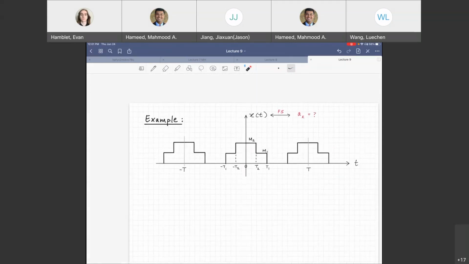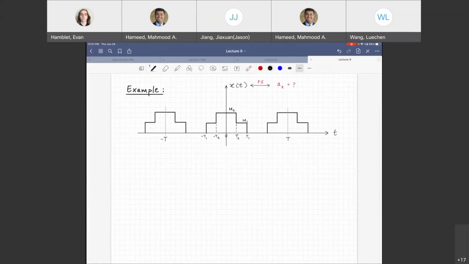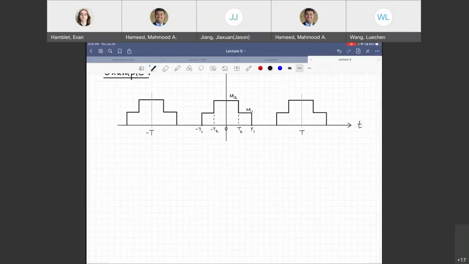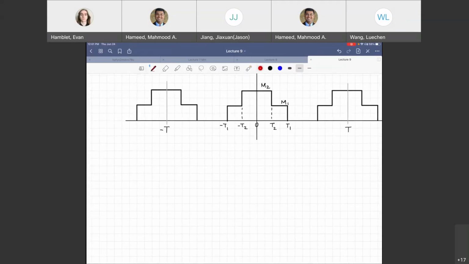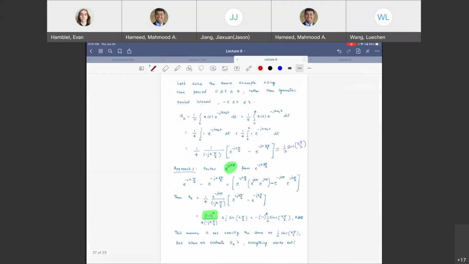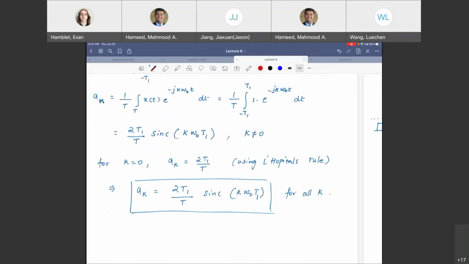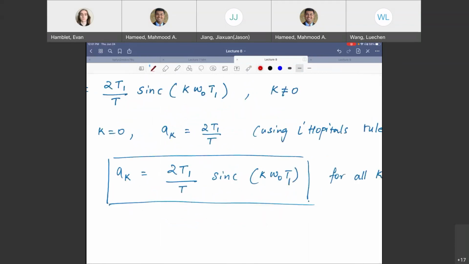So let's try to find out x of t. We need to find A sub k, the coefficients of both combined. So let me try to do it over here. A sub k equals what? What is my standard result? My standard result is this. That is for a pulse train, pulse T1 comma T.